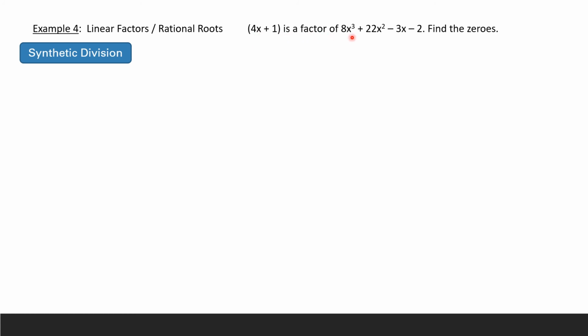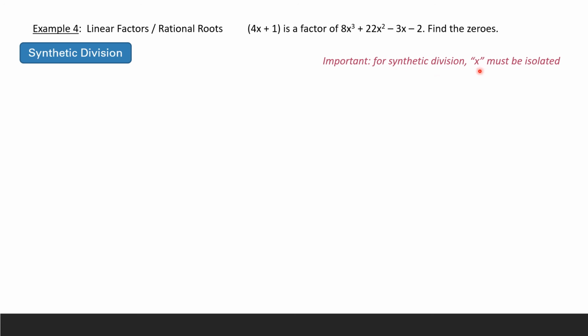So it's a factor. If you see it written like this, that it's a factor, it means it will divide into, we're going to divide it into that, just like 2 is a factor of 8, for example. So we're still going to do division, synthetic division, to find the zeros. So this is a little bit more complicated of a question here. We've got some new steps that we haven't really talked about.